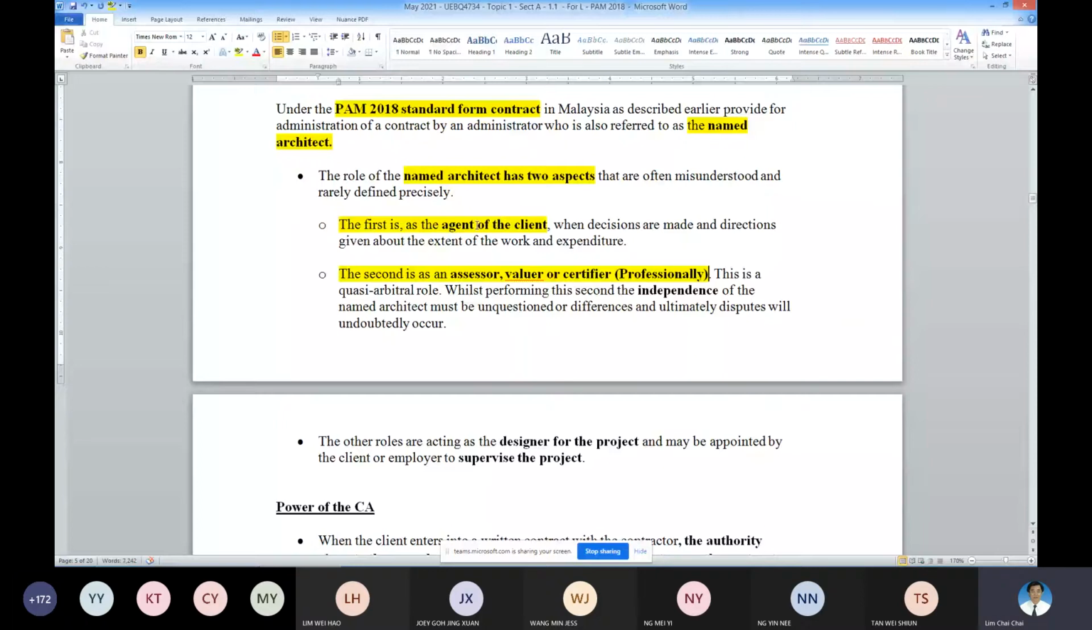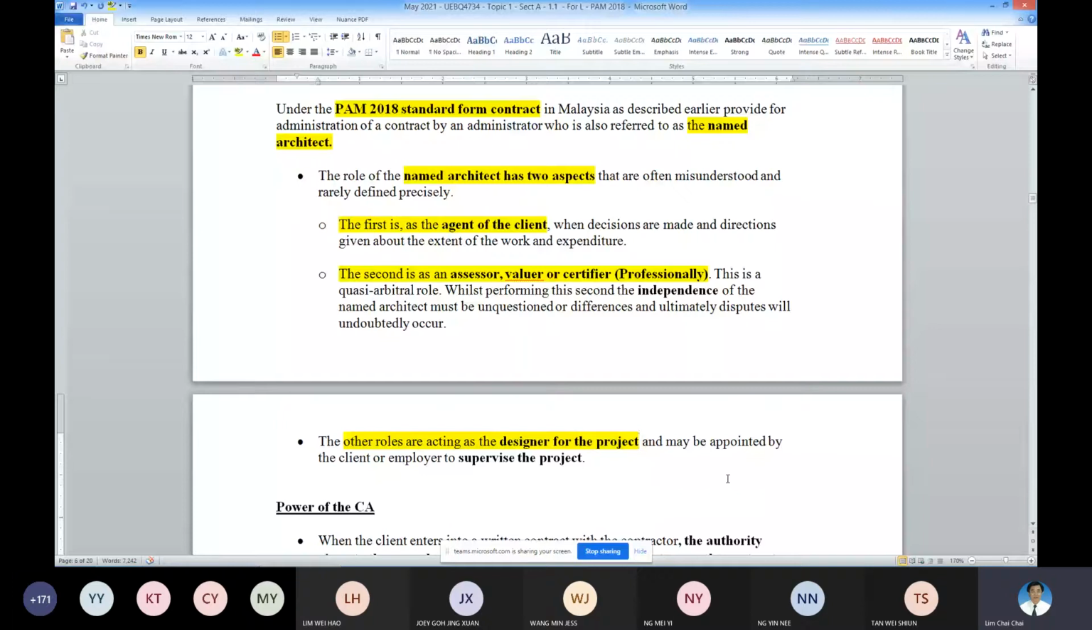And then the third one will be designer for the project, because the architect sometimes will be engaged as the lead designer. Okay. And sometimes number 4, employer will make use of the architect appointed by the employer to administer, supervise the work. So can you see the role of the architect? How many? There are 4 heads.